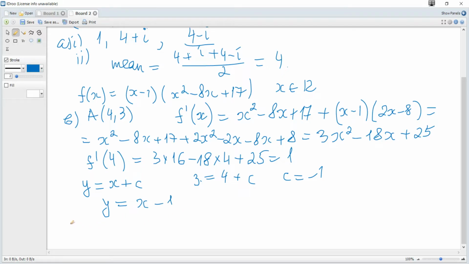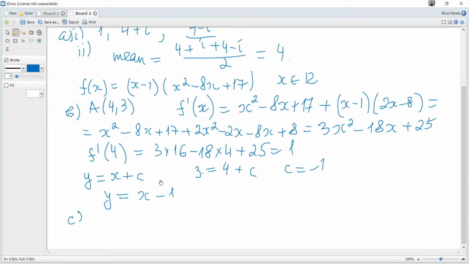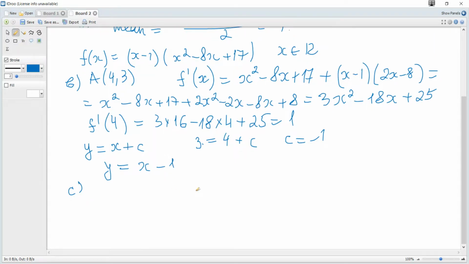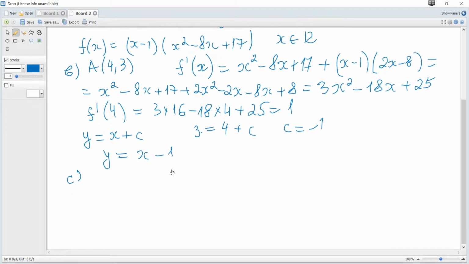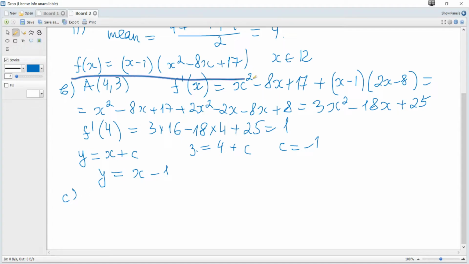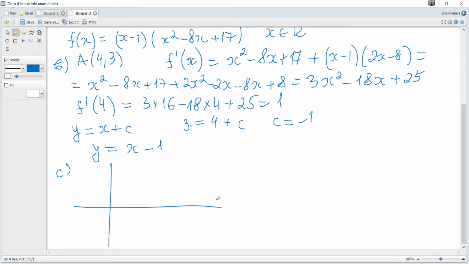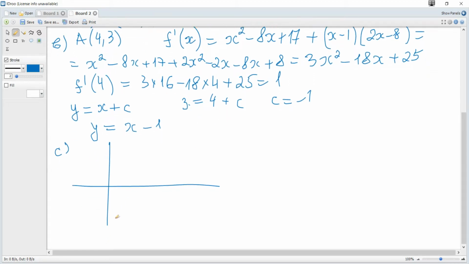And the next, c. Sketch the curve y = f(x) and the tangent to the curve at point A, clearly showing where the tangent crosses the x-axis, 2 marks. So we just need to plot a graph of this function and this tangent. You may use a calculator, and it looks like this. We can see that there is a real root x = 1, so the curve looks like this, and the tangent also passes through (1, 0), so it is y = x − 1, the function f(x), and the point A (4, 3), so it's drawn.